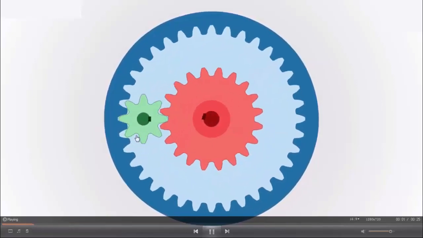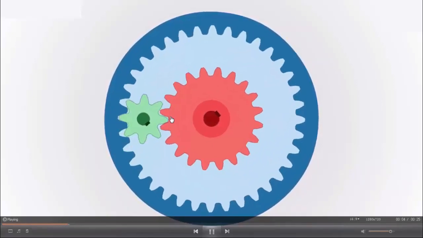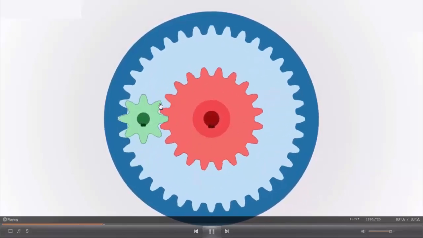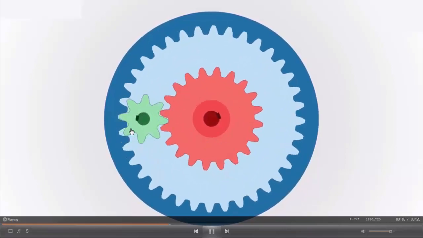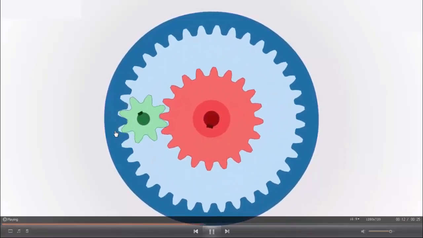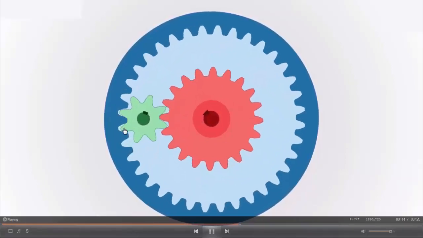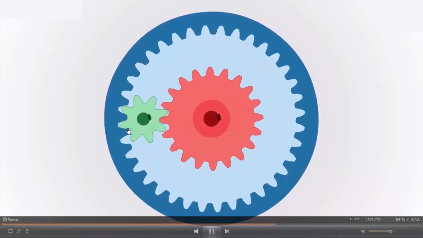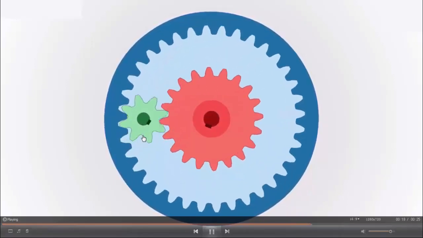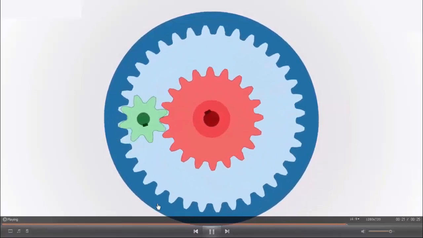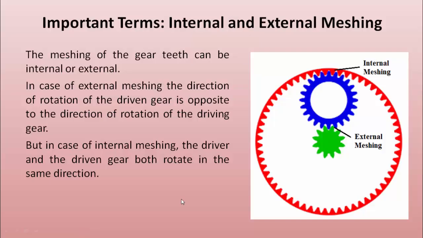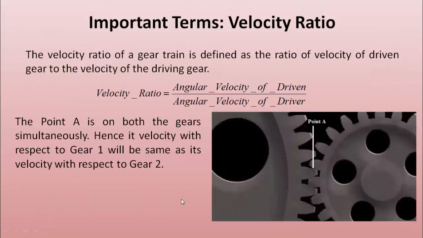Once again I will repeat. In case of external meshing, the direction of rotation of gears is reversed. If one is clockwise, other will be anti-clockwise. And in case of internal meshing, the direction of rotation of gears is same. See, here also anti-clockwise, here also anti-clockwise. So these were the three things that I wanted you to understand.